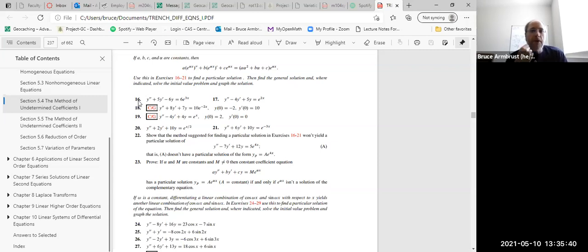Okay, so for 16, we're trying to find a particular solution and then find the general solution. The particular, remember, is the little y sub p. It's a solution to the non-homogeneous equation that we then add to a linear combination of the fundamental set of solutions to the homogeneous, which gives us the general solution. All right, well, let me write this one down and then we'll go to the whiteboard.